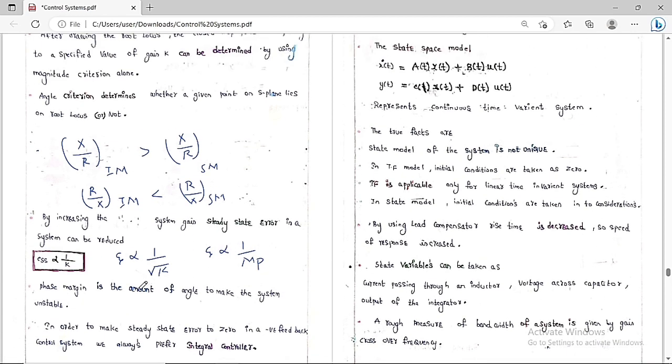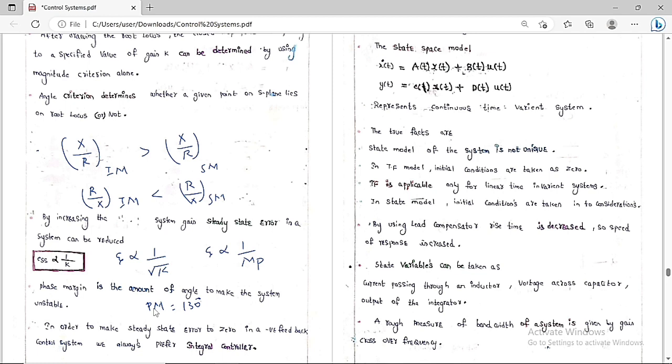The next point is, phase margin is the amount of angle to make the system unstable. Listen carefully. What is the meaning of phase margin? Suppose you get some angle, say 30 degrees or 100 degrees. Up to this much angle the system is stable, but if you exceed this angle, the system will become unstable. So this is the meaning of phase margin.